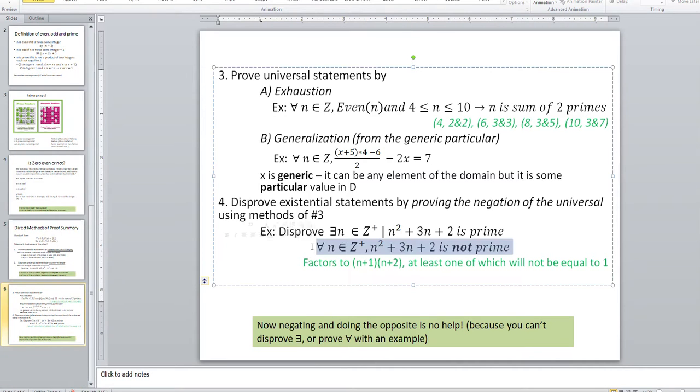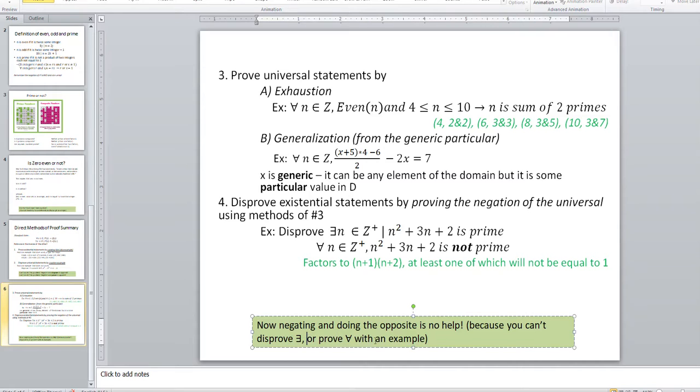So to disprove this, I have to prove its opposite. So to prove this statement, I'm back to using the methods of number 3. I have to prove a universal statement. And I'm going to use generalization from the generic particular again. I'm going to choose a particular value of n. I know that I can factor this into n plus 1 and n plus 2. And these are both integer factors of n squared plus 3n plus 2. So I have 2 factors, and they're both not equal to 1 because it's the same n, so they both can't be equal to 1. Therefore, this is not a prime number. Okay.